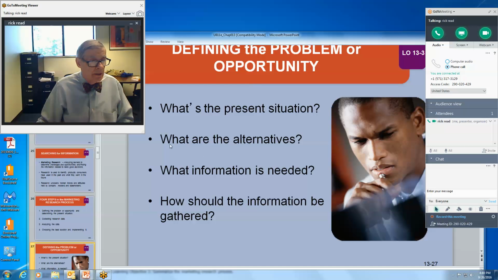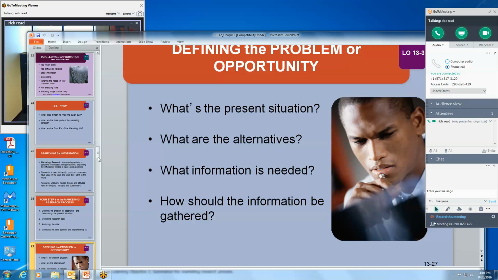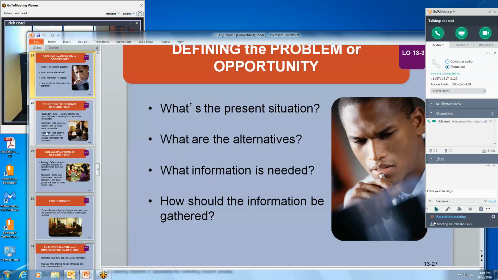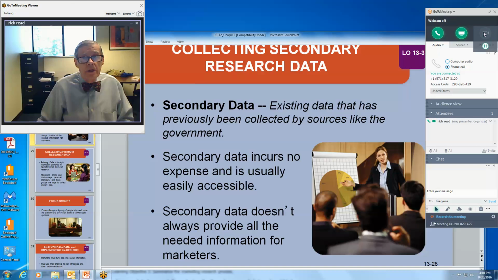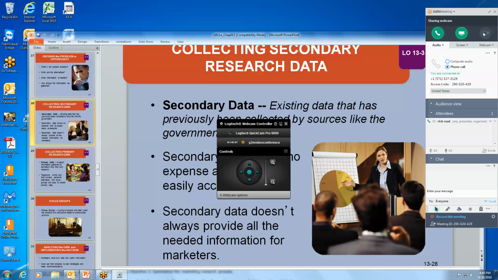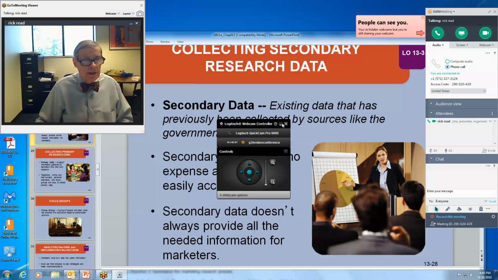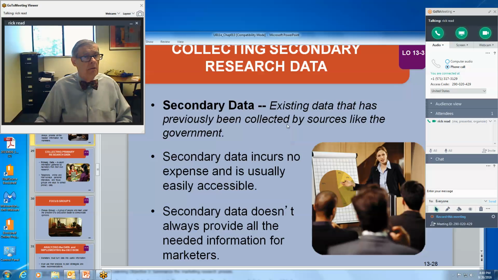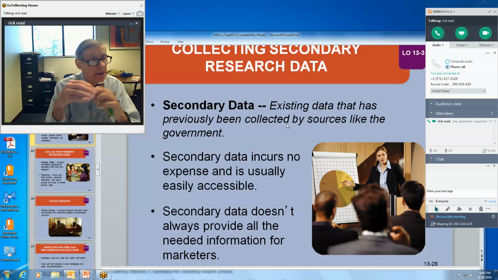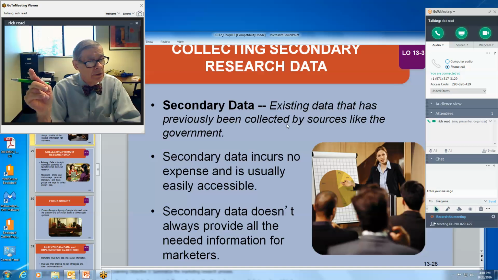All right, so let's take a look at some ways to gather that data. We can use what's known as secondary data. Now, there is nothing wrong with secondary data. However, you have to understand that that data was gathered by someone else, and it is not necessarily meant to give you all the answers that you need.